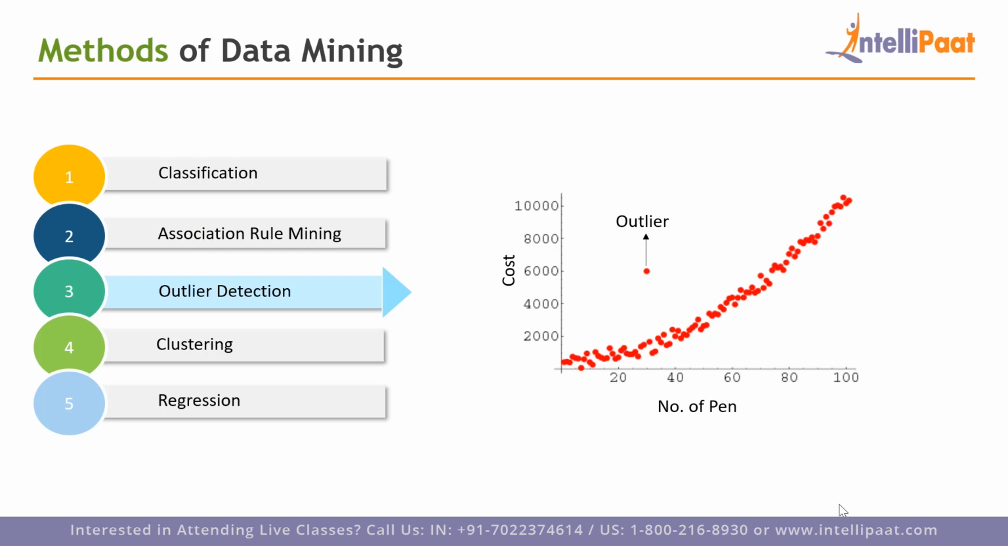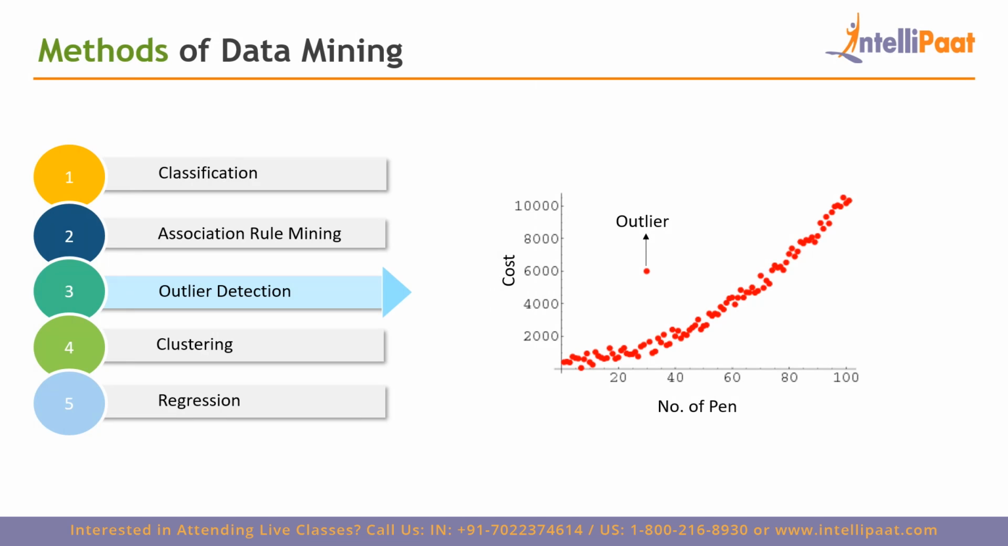So an outlier is the data, or over here you can see a graph where there is a set of regular points and one data point is lying outside the set of common slope of the points. So an outlier is basically the data which is not lying in the common slope. Here you can see the graph for number of pens and cost.